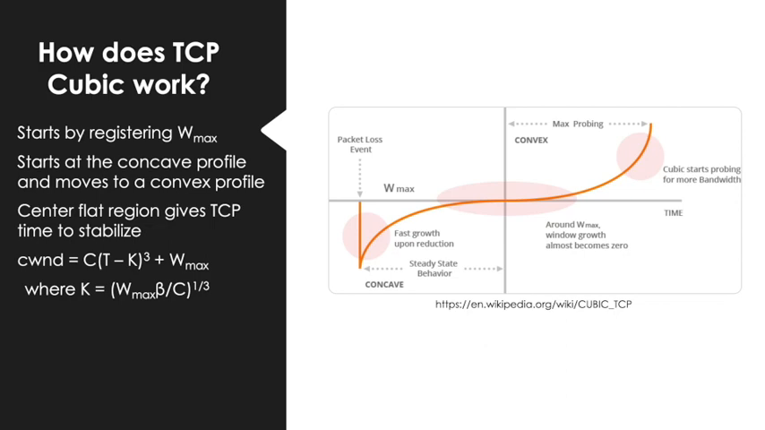In TCP CUBIC, the congestion window is computed using the following formula. W(t) equals C times (T minus K) to the third power plus Wmax, where K is the third root of Wmax times beta over C. In this equation, C is a scaling constant, T is the time elapsed since the last window reduction, Wmax is the window size before the previous reduction, and beta is the multiplicative decrease factor. This formula summarizes how the congestion window is computed with respect to time.